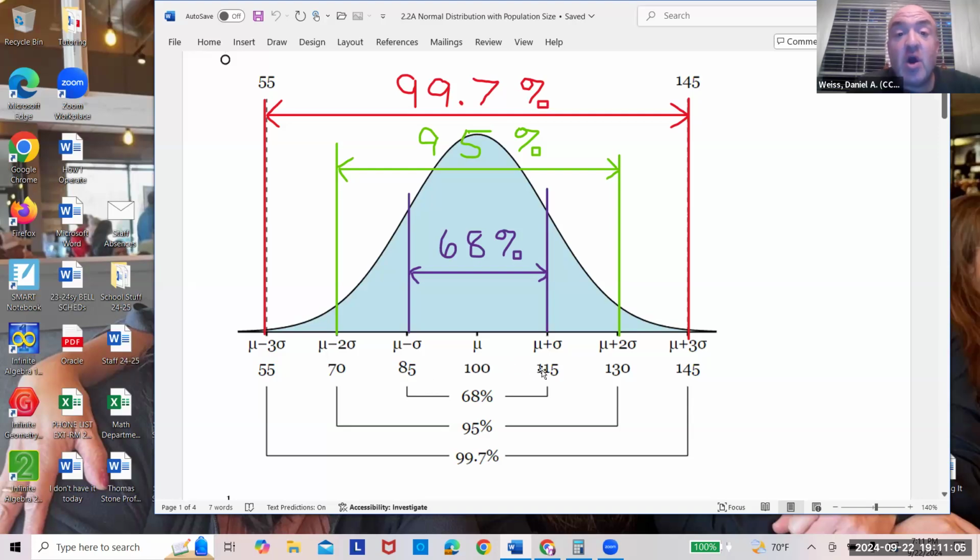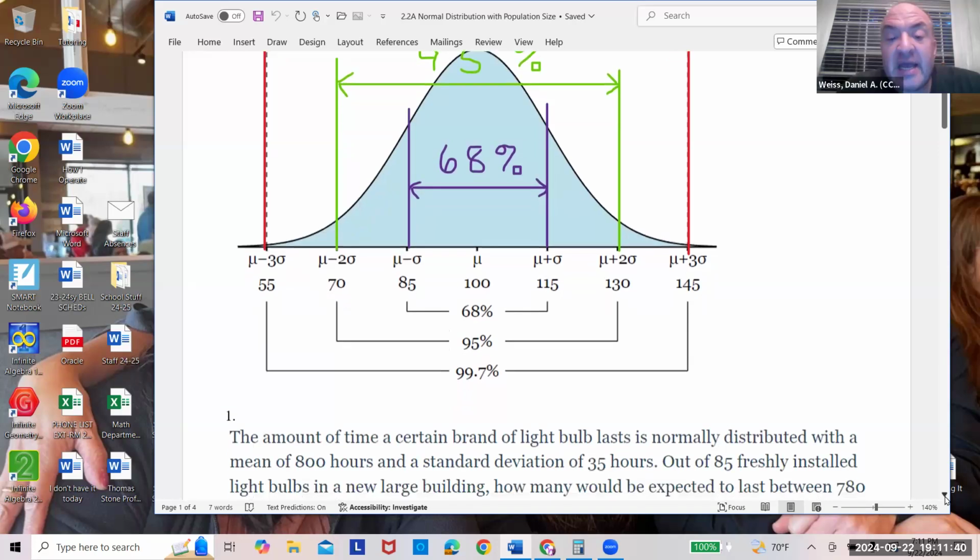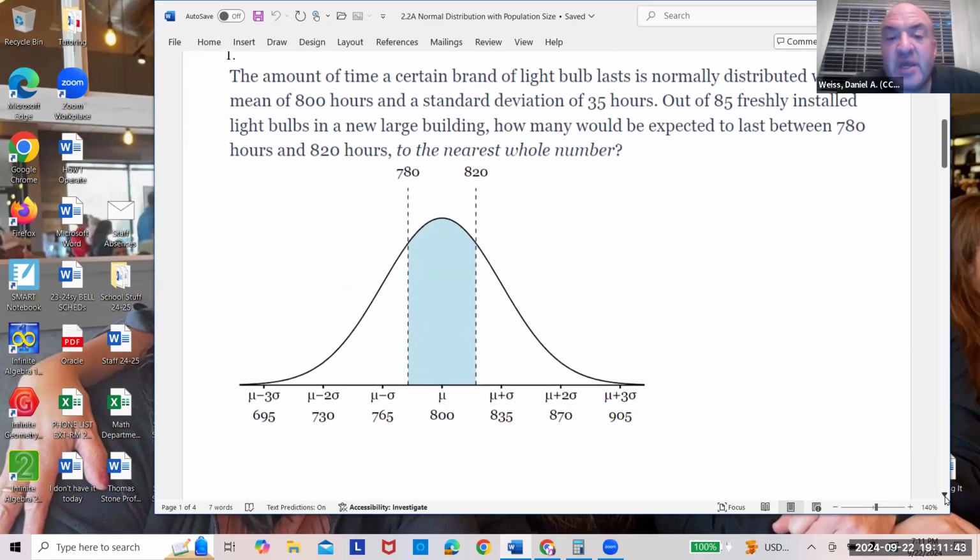So if the question asked, what percent of the data is within one standard deviation, or what's the percent of the data that is from 85 to 115, your answer would be 68. And then if it said, what percent of the data is between 70 and 130, your answer would be 95%. And then if the question said, what percent of the data is between 55 and 145, your answer would be 99.7%.